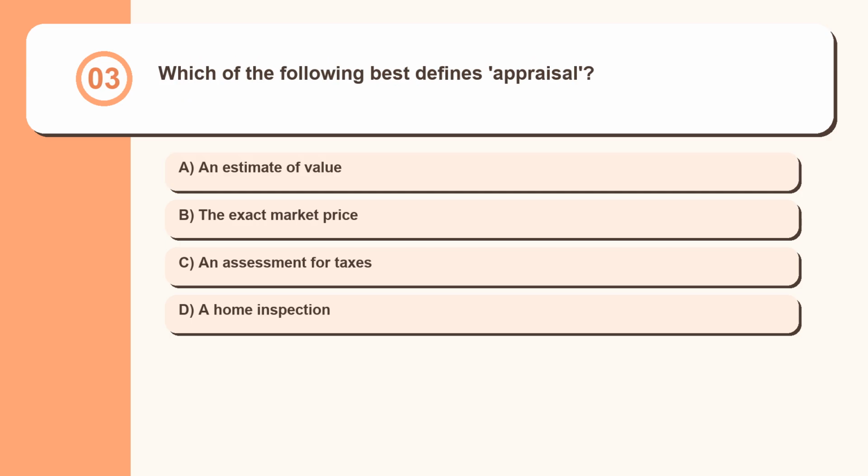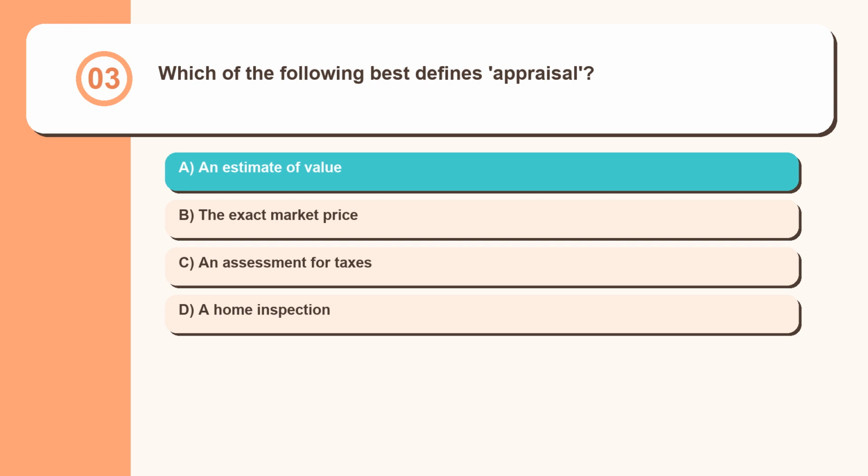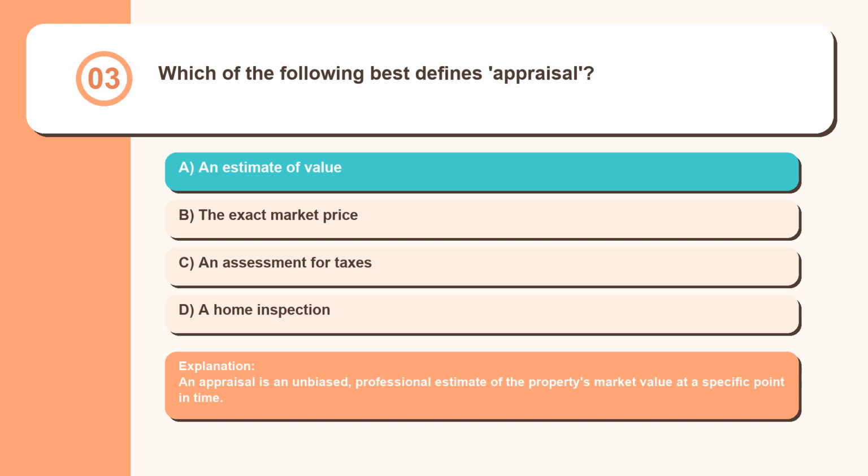Question 3. Which of the following best defines appraisal? An estimate of value, the exact market price, an assessment for taxes, a home inspection. An appraisal is an unbiased, professional estimate of the property's market value at a specific point in time.